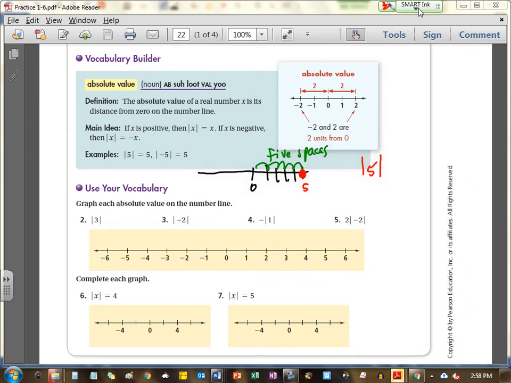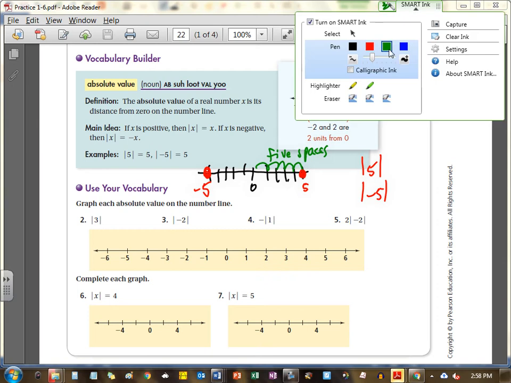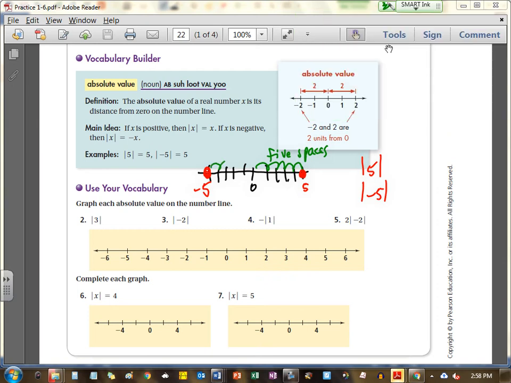Okay, now let's try -5. If I do -5, this time you're over on this side. But if I ask you absolute value, then you're asking how many spaces is this from the origin. And again, it's 5 spaces.